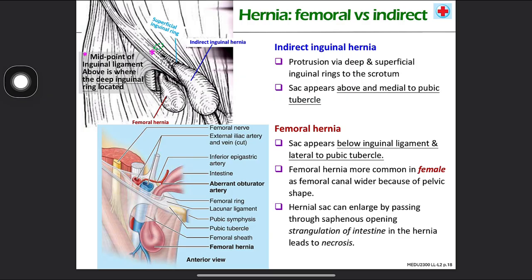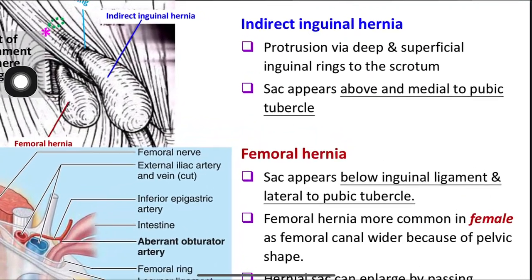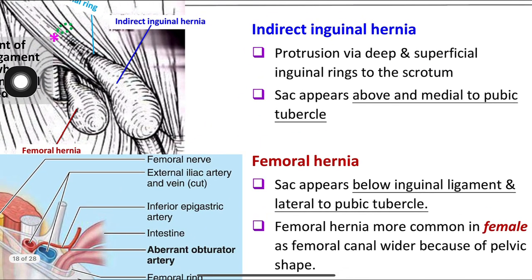So the herniation, the indirect inguinal herniation, was taught by Professor Pauli. Protrusion via deep and superficial inguinal rings to the scrotum. I'm not talking about the inguinal things, but here I just want to highlight one thing: if you suspect someone with indirect inguinal herniation, the sac, the abnormal mass, right? The sac appears above and medial to the pubic tubercle. That is what I want to mention.